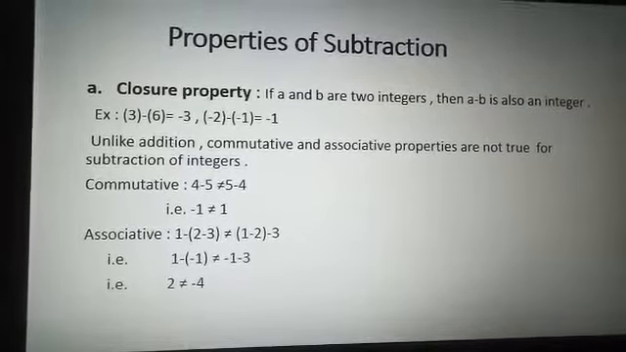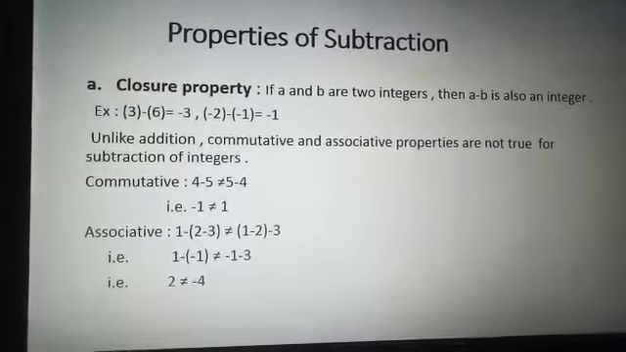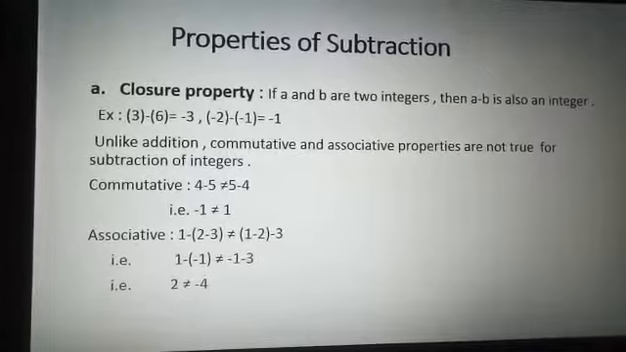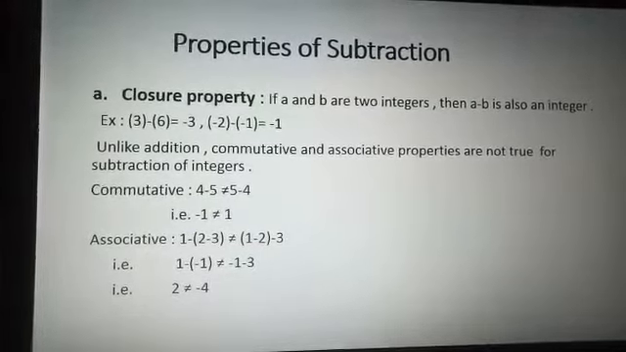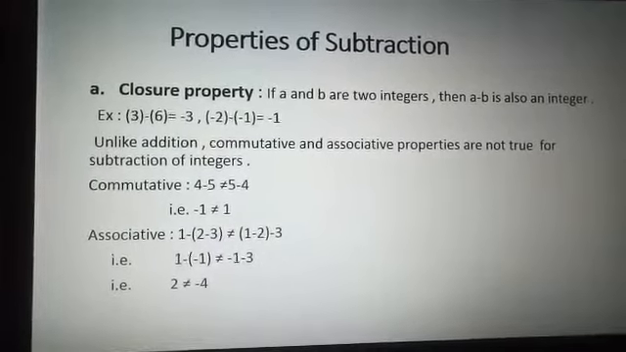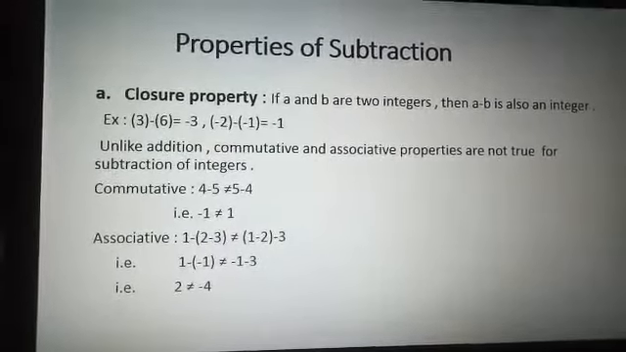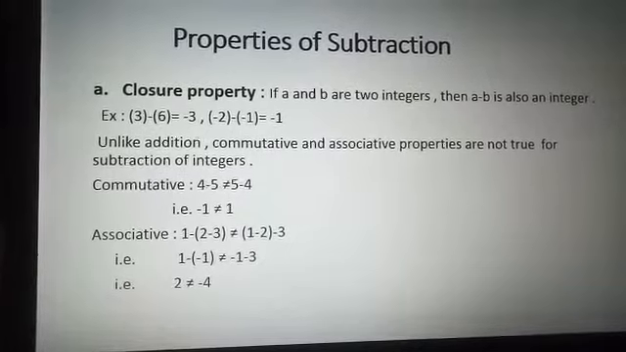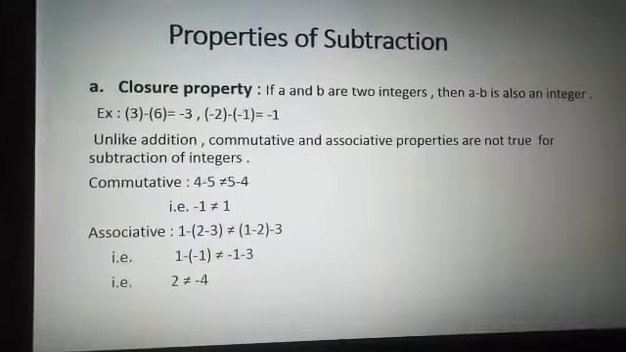See the example. 4 minus 5 and 5 minus 4. If we interchange the position of 4 and 5, you will get different answers. 4 minus 5 is minus 1 and 5 minus 4 is 1. Are minus 1 and 1 equal? No, both are unequal. So commutative property does not hold for subtraction.